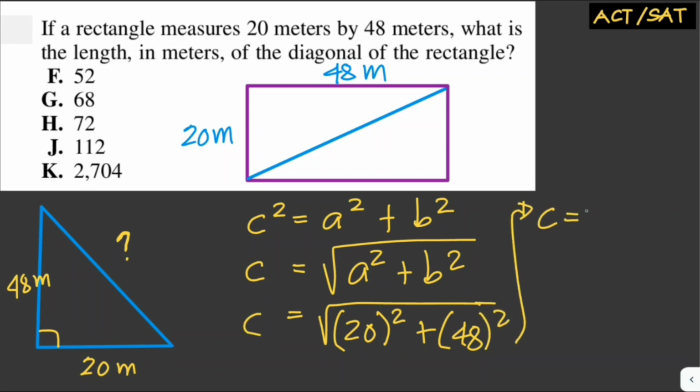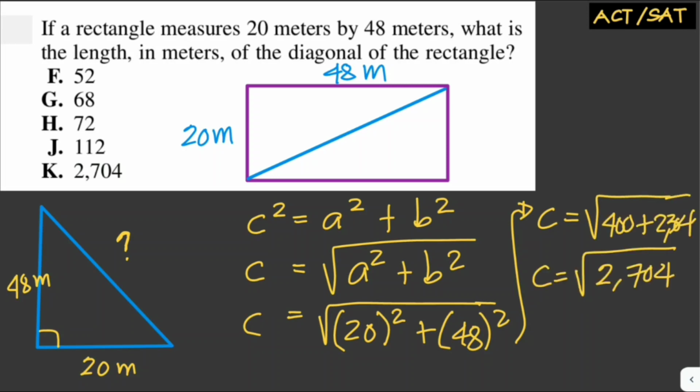Therefore, c is just equal to the square root of 2704. And the square root of 2704 is just equal to 52. Therefore, the value of the diagonal here is just equal to 52 meters. Therefore, the answer is letter F.